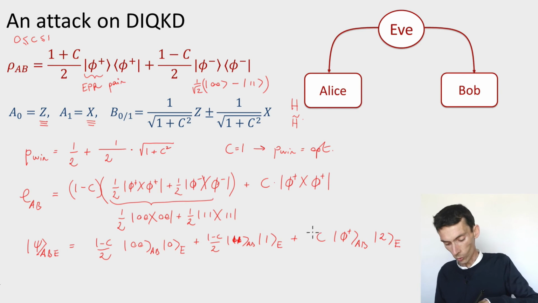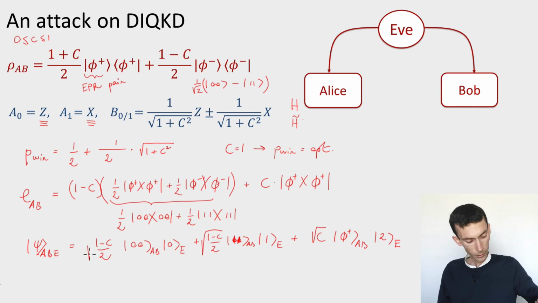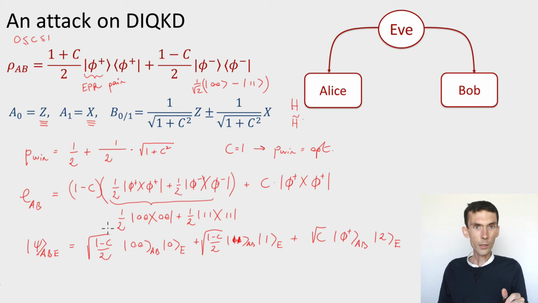So that's the same. I should normalize my coefficients properly, but if I do it in this way, you can check that if I trace out the system E, I reproduce the density matrix that I claimed the devices were using. But now, if that's the pure state of the system, then Eve has a large advantage in guessing Alice and Bob's outputs. Remember that the outputs that we use for quantum key distribution are the ones that are obtained when Alice and Bob measure in the X basis.